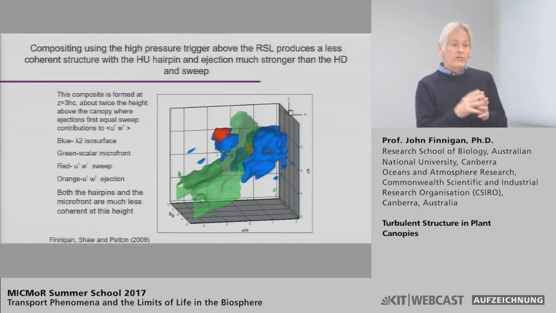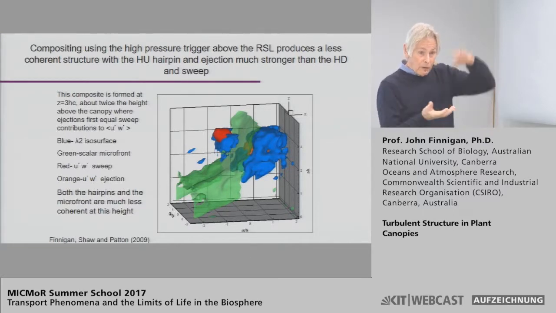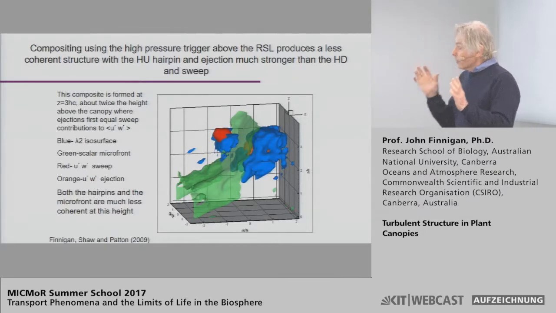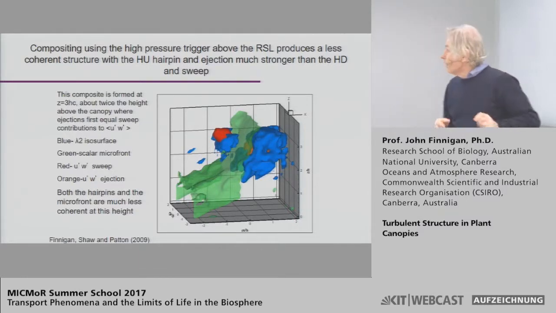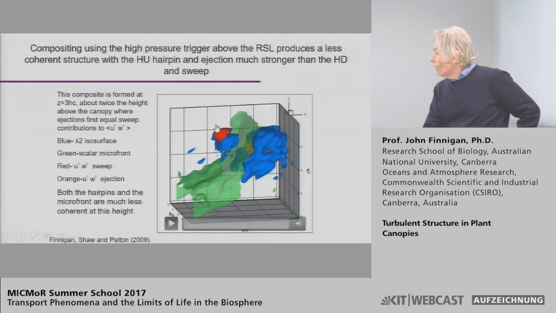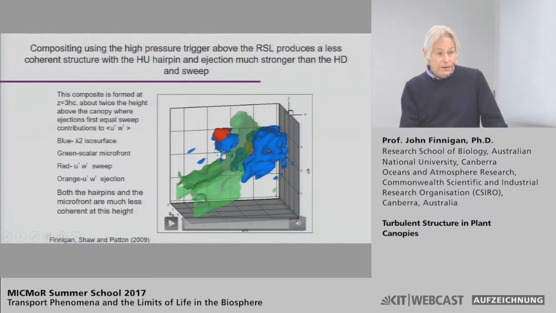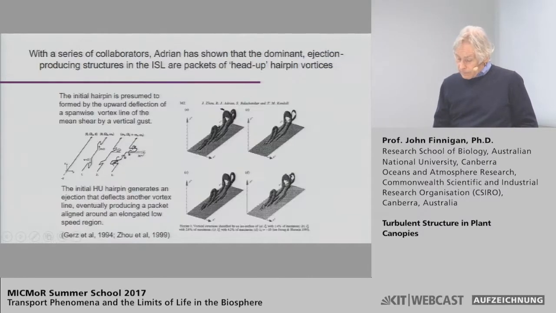And we do exactly the same thing, but now up in the inertial sublayer, the log layer out of the roughness sublayer, trigger on pressure, and now we no longer get this nice coherent head up, head down. We get a sort of a big blobby head up and pretty much nothing head down. A little bit of a sweep. Buried in there is a very large ejection.